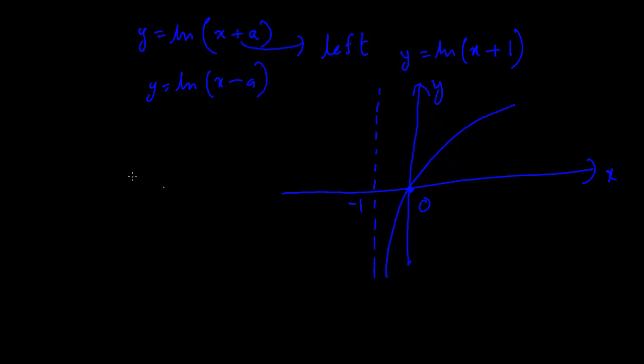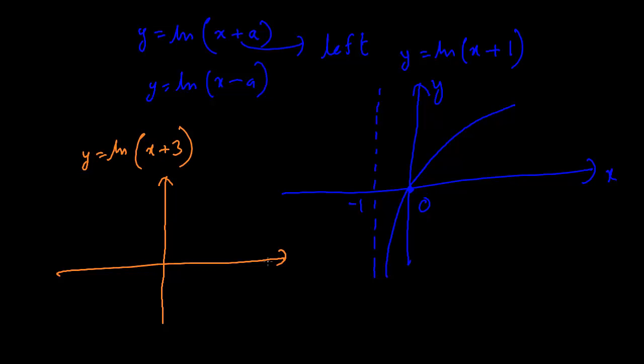Now if we have something like y equals ln x plus 3, the number that is added with x becomes the asymptote. So this is the vertical asymptote. Previously it was at 0, now this would be at -3. And this was at 1, so shifted 3 units, this would be -2.